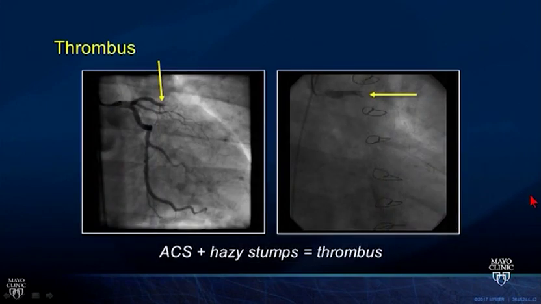Here's another example of thrombus, an abrupt cutoff of the LAD in this cranio-caudal view. Here's a thrombus in a graft where you have a luminal defect, almost a filling defect, and a hazy stump in this graft. So it looks like a vein graft.